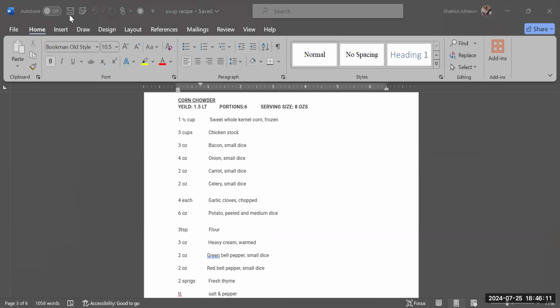So that means, let me just explain all of that. I am a math teacher. I am not in hospitality, but I'm going to explain what it is. It means that the total amount of corn chowder prepared is 1.5 liters. The serving size is going to be 8 ounces, so 6 people are going to get a serving out of this, and each of the 6 persons will get 8 ounces. And the yield is 1.5 liters. Everybody seeing and agreeing with me?